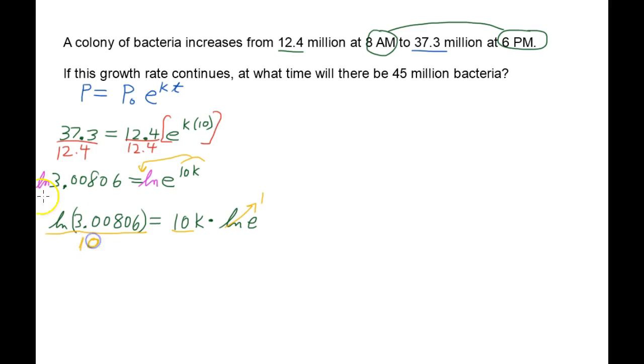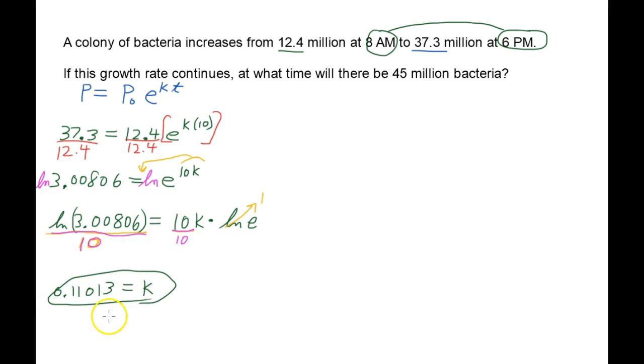I am going to change this color just so you can see it a little bit better. Okay, and when you do this, you can type this into your calculator all at once. Most calculators will take this. Make sure you close this parentheses. So natural log of 3.00806, close the parentheses, and then divide by 10. And that gives you 0.11013 equals k.